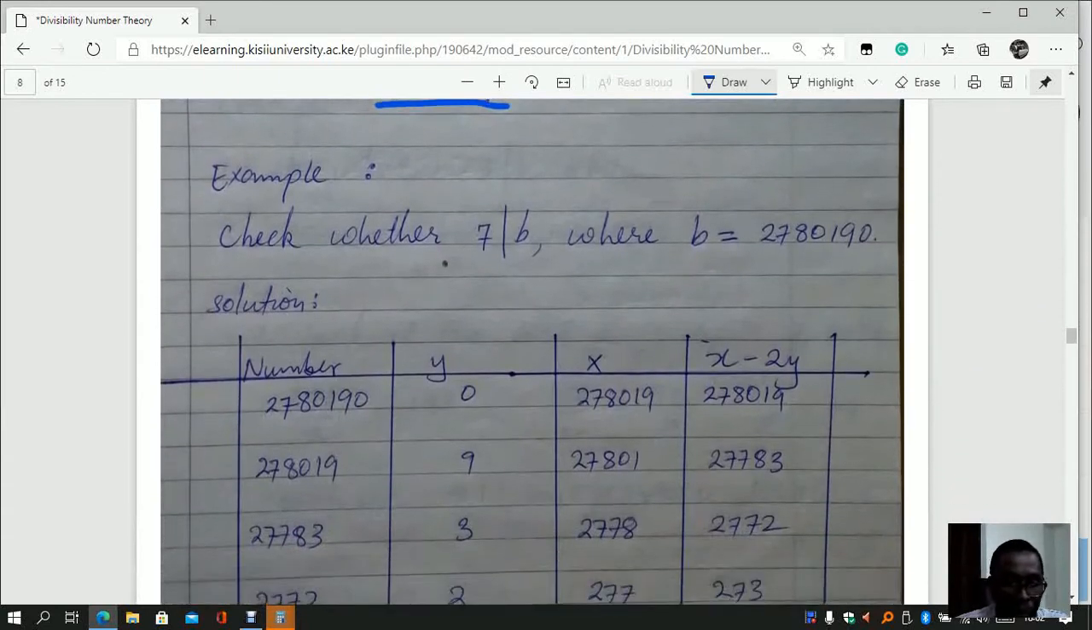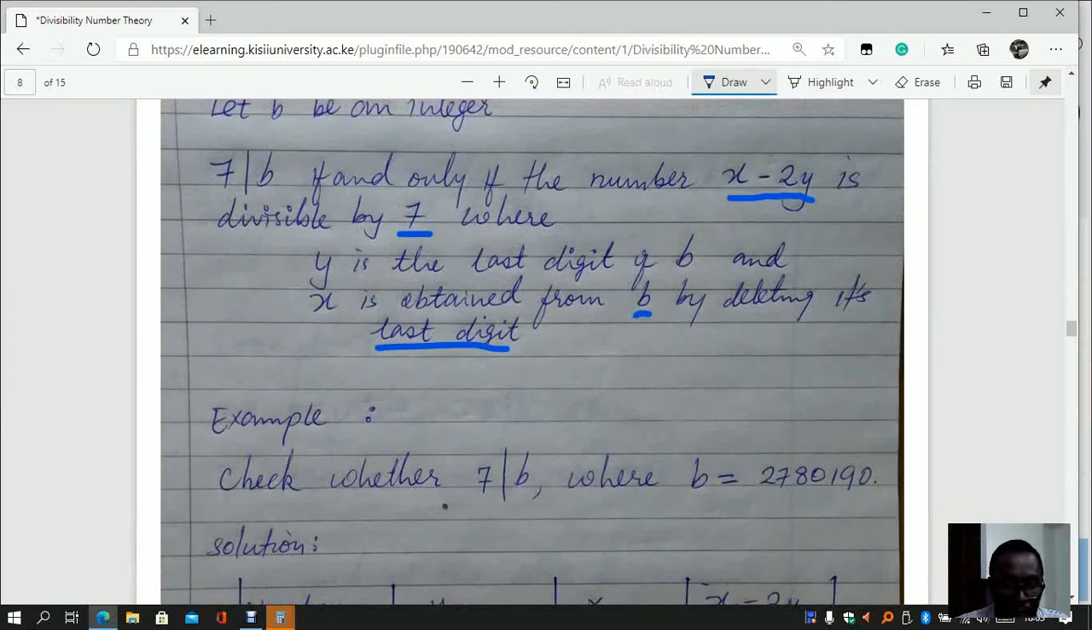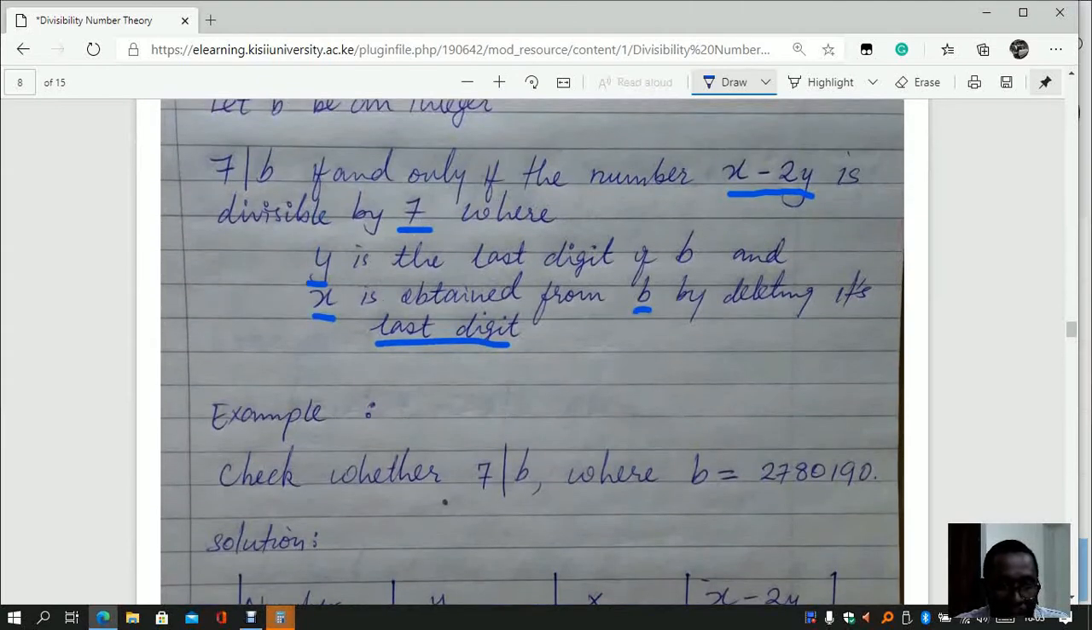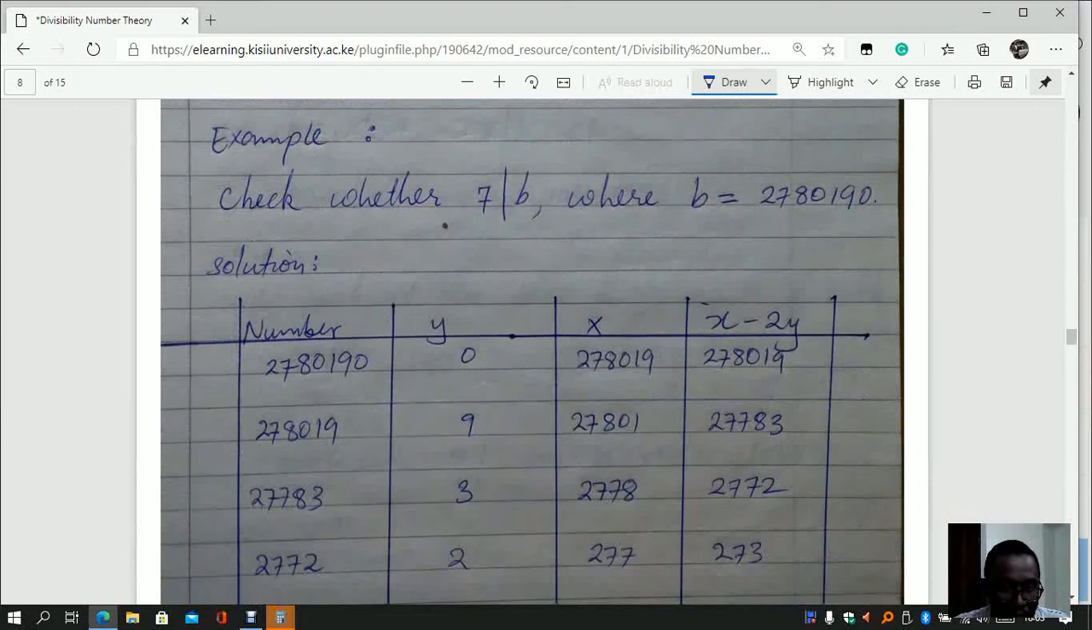Now let's look here. What happens? We have some variables here that we want to take note of: x, y, and this expression, x minus 2y. We have the number that we are trying to evaluate right here. So we come with this table that has y, x, and x minus 2y. We put the number here. We state that y is the last digit of B. So B is this number, and y is the last digit. X is the whole number minus the last digit, which is this one. And this expression here is x minus 2y.